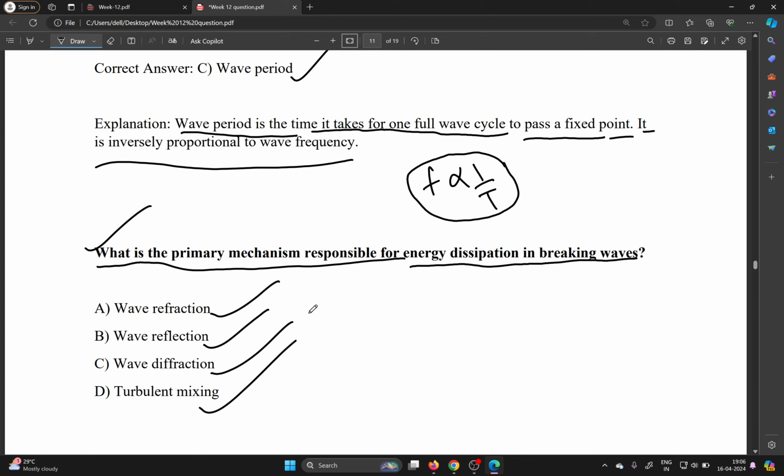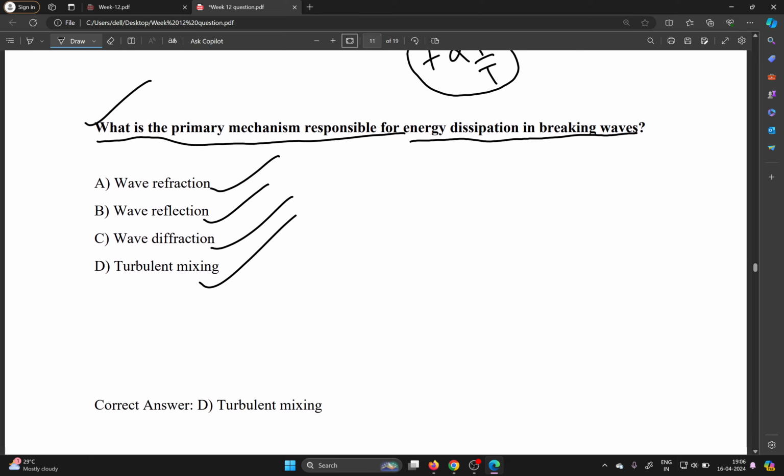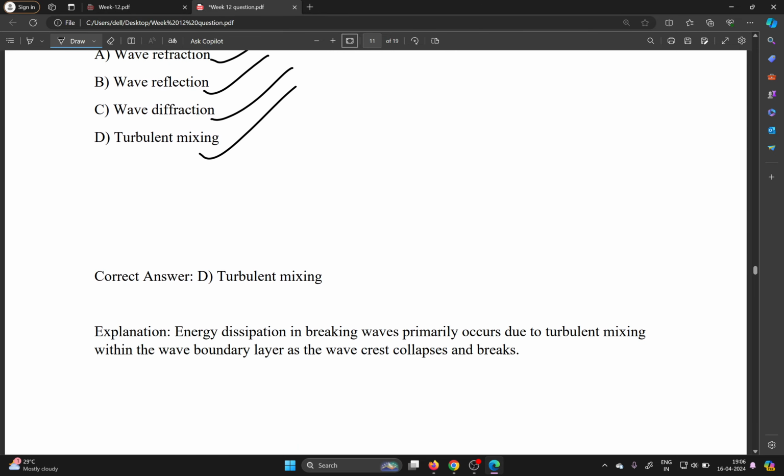The primary mechanism responsible for energy dissipation in the breaking wave is turbulent mixing. The energy dissipation in the breaking wave primarily occurs due to turbulent mixing within the wave boundary layer. Remember, this happens as the wave crest collapses and breaks.